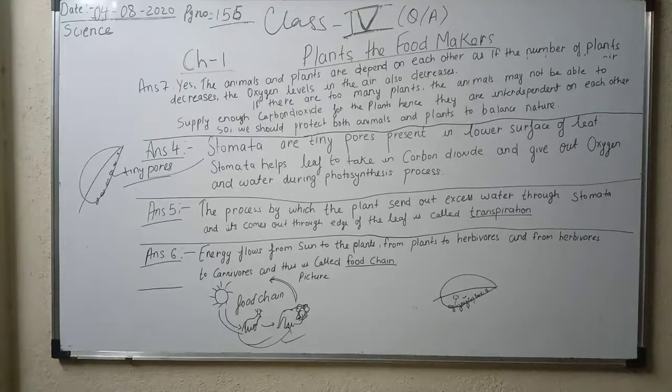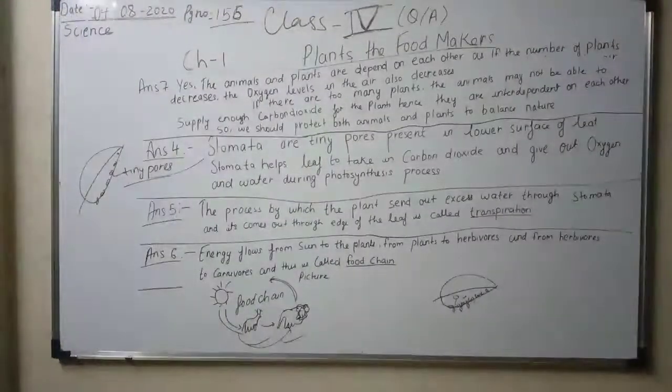Take out page number 150. In the third paragraph you will see the last line. The process by which the plant sends out excess water through stomata is called transpiration. It's the same line I have also written on the board: the process by which plants send out excess water through stomata and it comes out through the edge of the leaf. So I have added one more thing here.